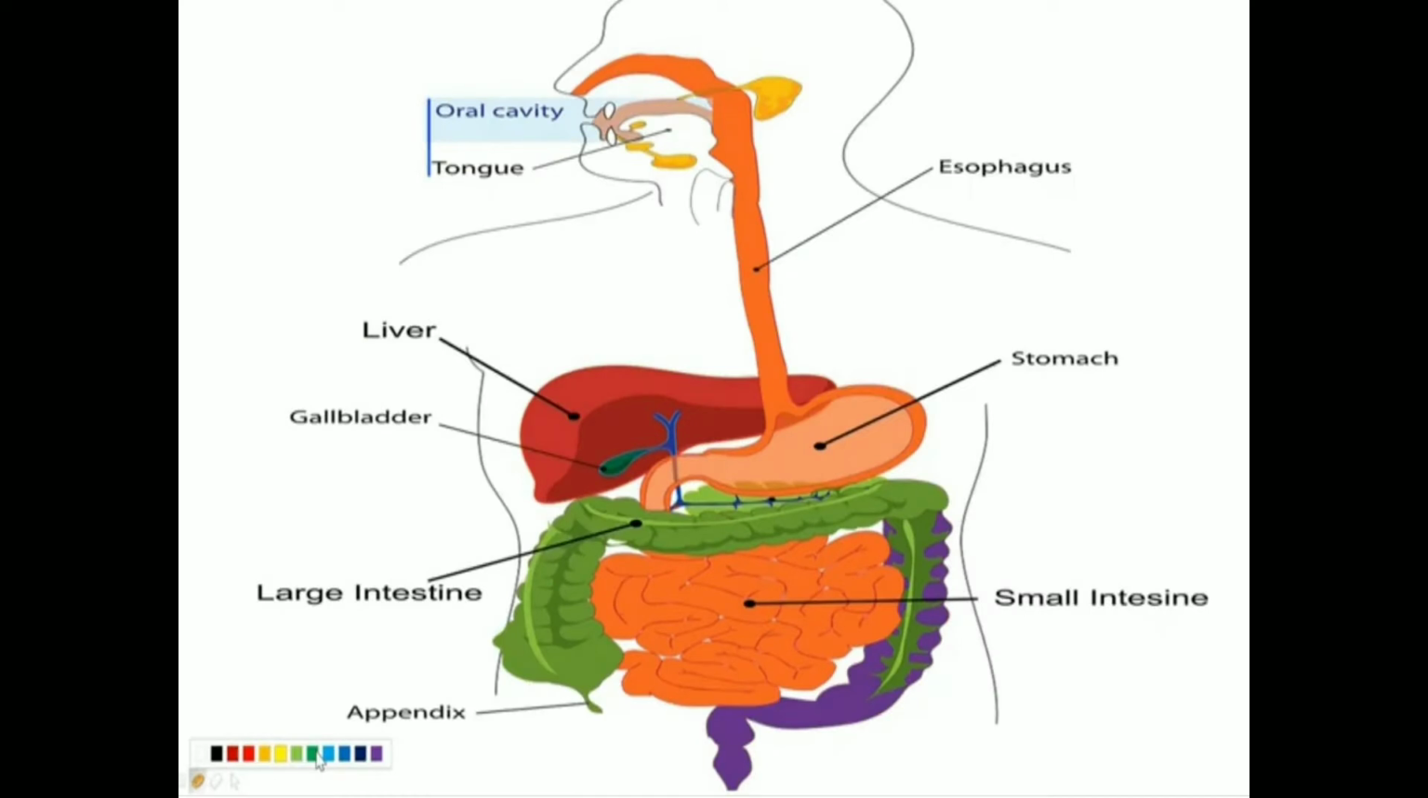Okay, now we have understood the entire process. We take the food through our mouth. In our mouth, the digestion of starch starts. The digestion of carbohydrates starts in our mouth. Then the partially digested food moves through the esophagus to our stomach. The digestion of proteins starts in the stomach.